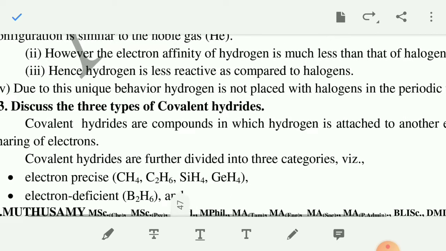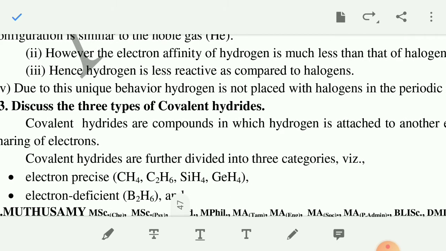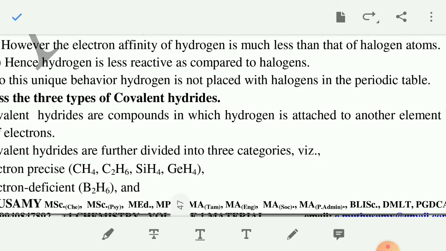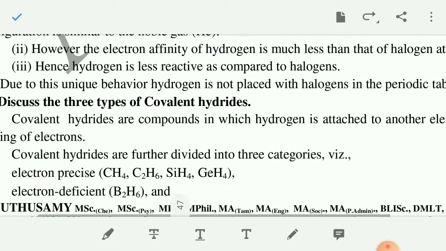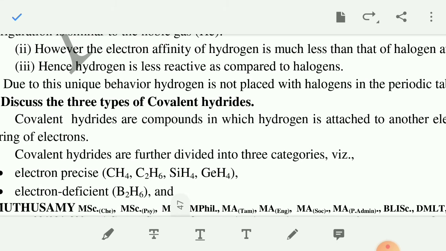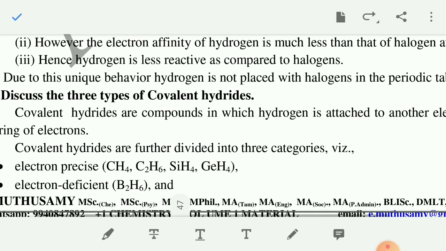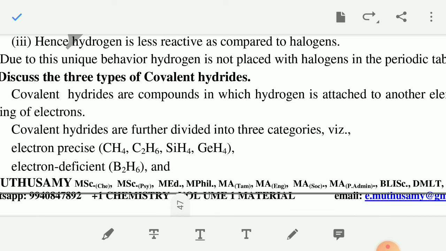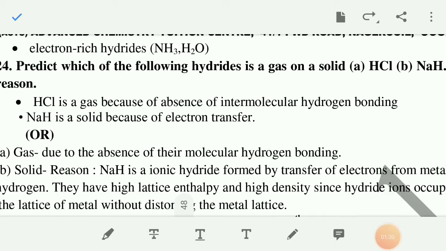Then second question: discuss the 3 types of covalent hydrides. Covalent hydrides means a compound in which hydrogen is attached to another element by sharing of electrons. The covalent hydrides are further divided into 3 categories. First one, electron precise, example CH4, C2H6, SiH4, GeH4. Then electron deficient, B2H6. Then the third one, electron rich hydride, example NH3, H2O.